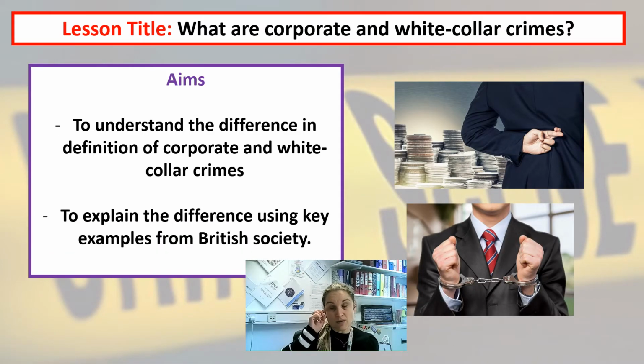Okay, so we've got a lesson title for today. What are corporate and white collar crimes? Jot those into your book, please, as titles and today's date.